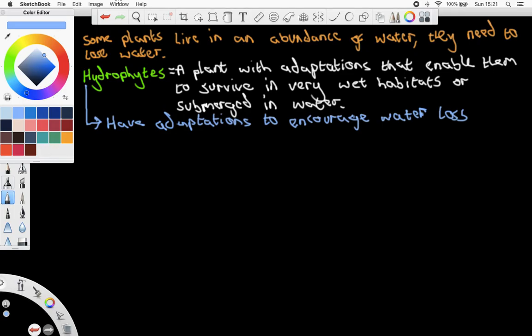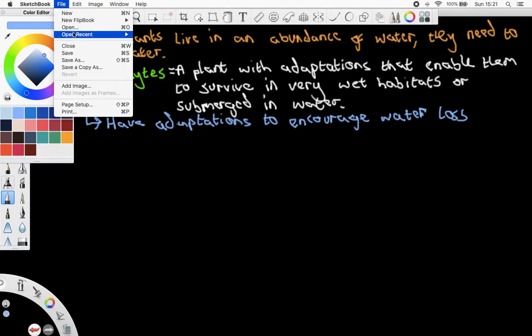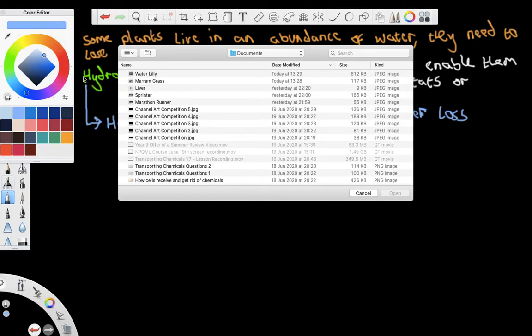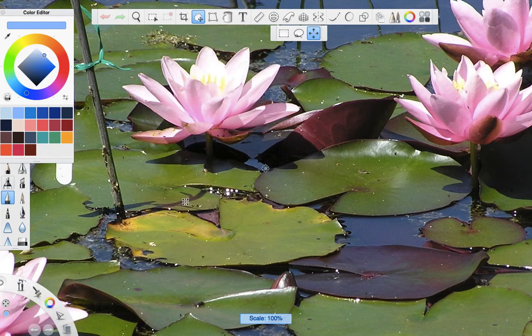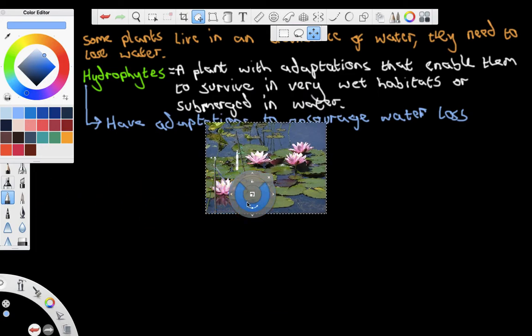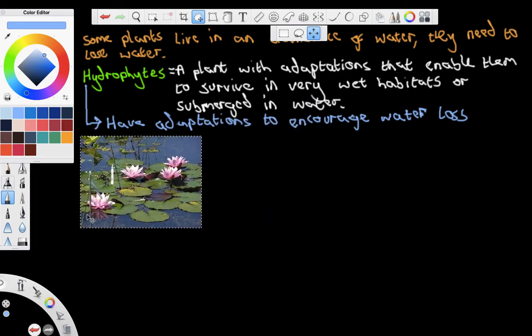An example of a hydrophyte, and this is mentioned in your specification, is a water lily. Okay, and water lilies are plants. Oh, we don't want it that big, do we? Water lilies are plants that live literally on water in ponds. Okay. We can have a think about their adaptations like we did for xerophytes. So hydrophyte adaptations.